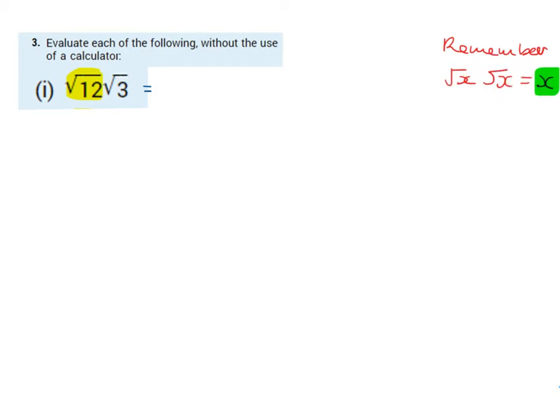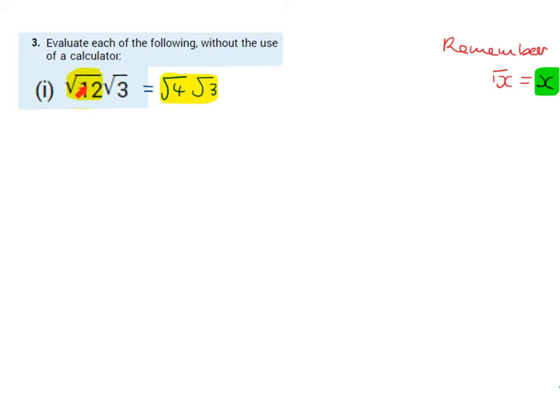Okay, so root 12, we are going to rewrite that using some of the factors of 12. So some factor pairs of 12 are 1 times 12, 2 times 6, 3 times 4. And we want to pick a factor pair that contains a square number if possible. So root 3 we cannot factorize because it's a prime number. So it only has 2 factors, itself and 1. So we don't need to factorize root 3. But root 12 we can factorize.